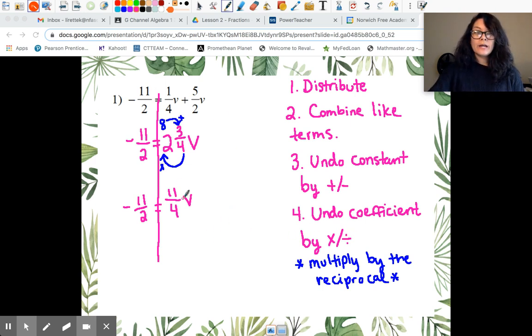Okay, so now I've got a number touching a variable. That means they're being multiplied. We know that the inverse of multiplying is to divide, but again, when we're working with fractions, we're actually going to multiply both sides by the reciprocal. The easiest way to think of a reciprocal is you're just flipping that fraction upside down. We're just doing keep, change, flip, essentially. My variable is now going to be by itself.